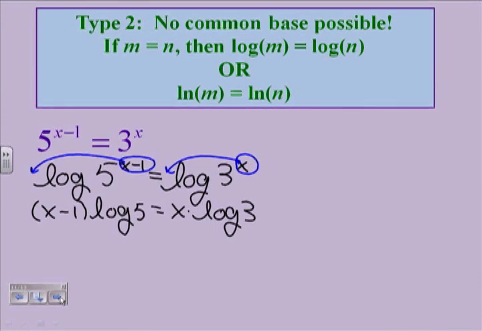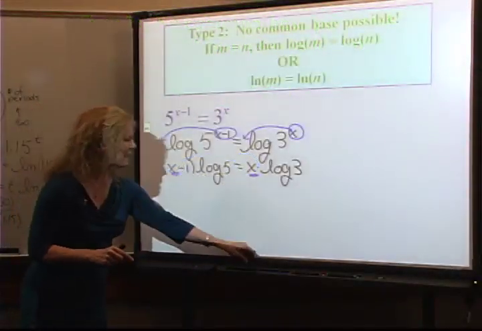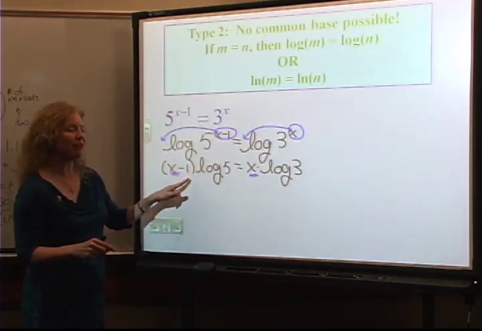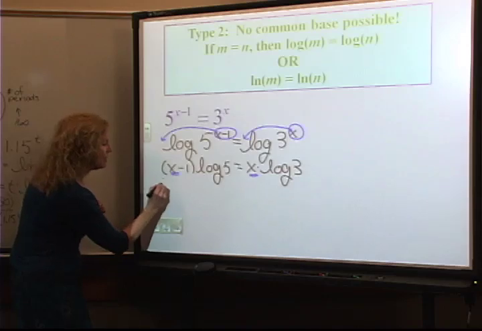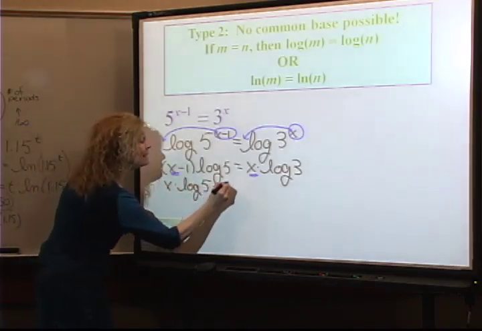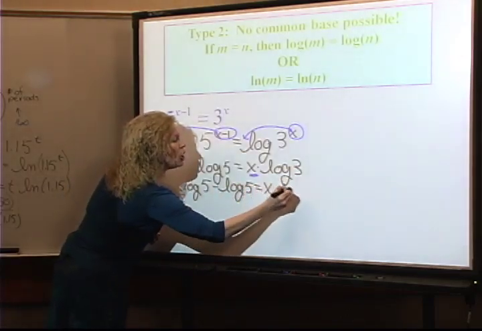Okay. Now, problem is, I see an x here and an x here, and you know that my goal in solving is to get all the x's collected and then get the x by itself. Now, in order to do that, I think you can see I'm going to have to distribute over here on the left. So I will have x times log 5 minus log 5 equals x times log 3.